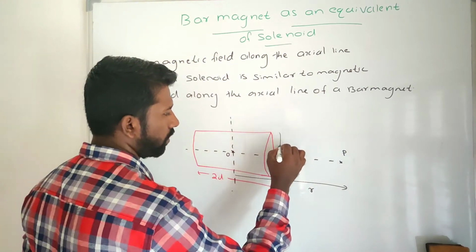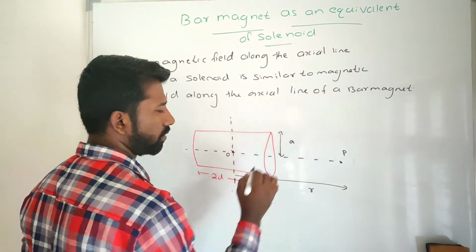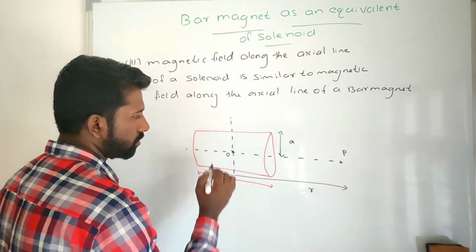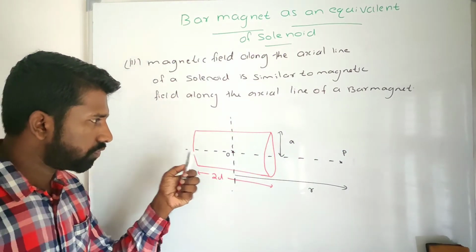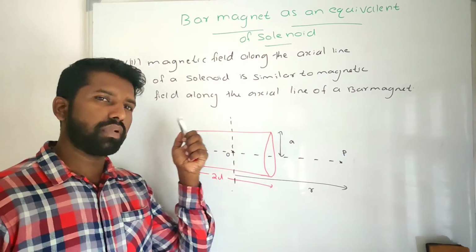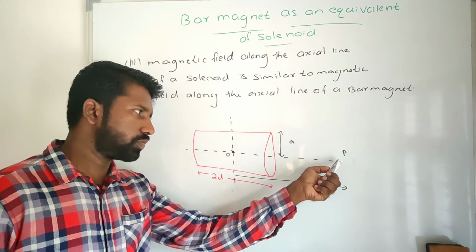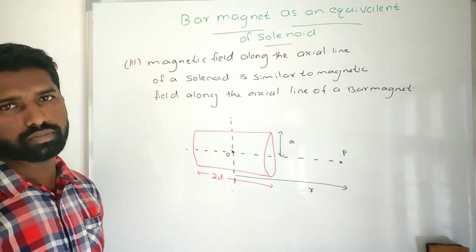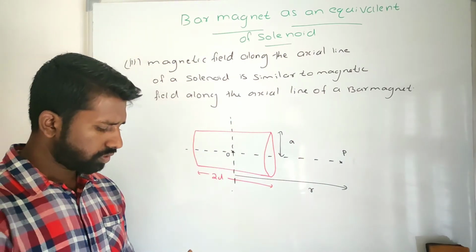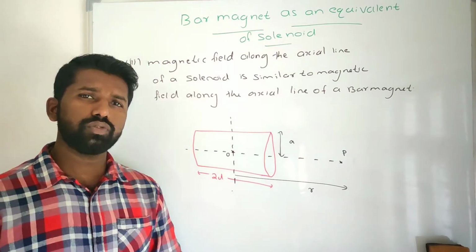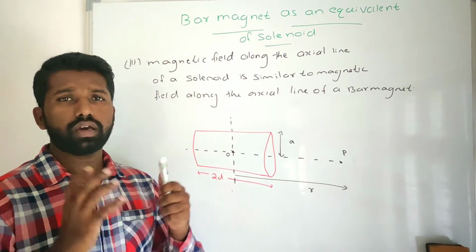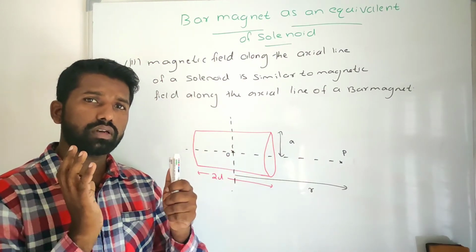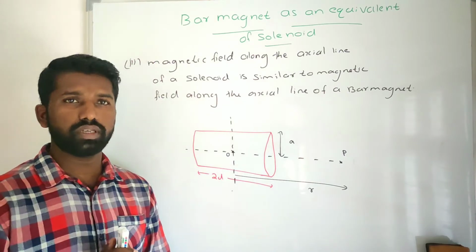The radius of the solenoid is a, and I want to find out what the magnetic field is at this point P due to this solenoid. So the solenoid is similar to a large number of circular turns placed close to each other.